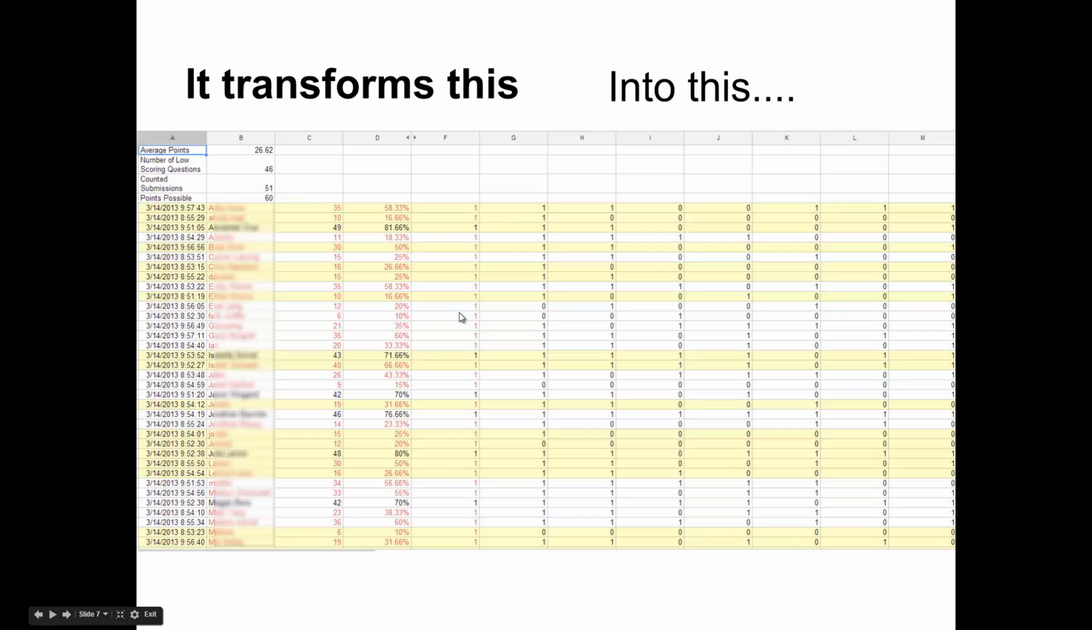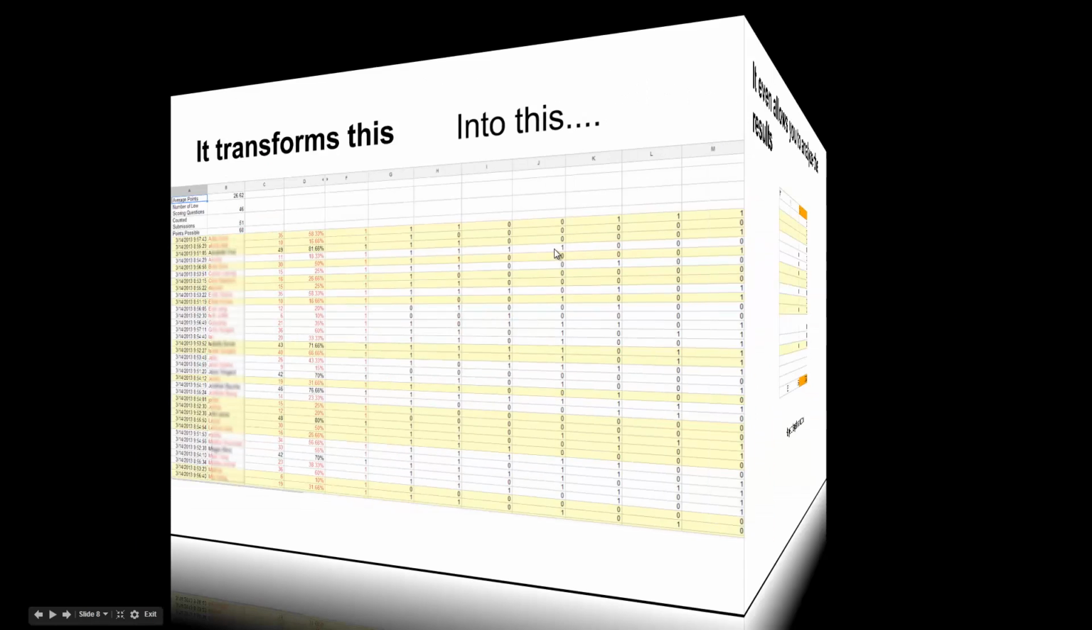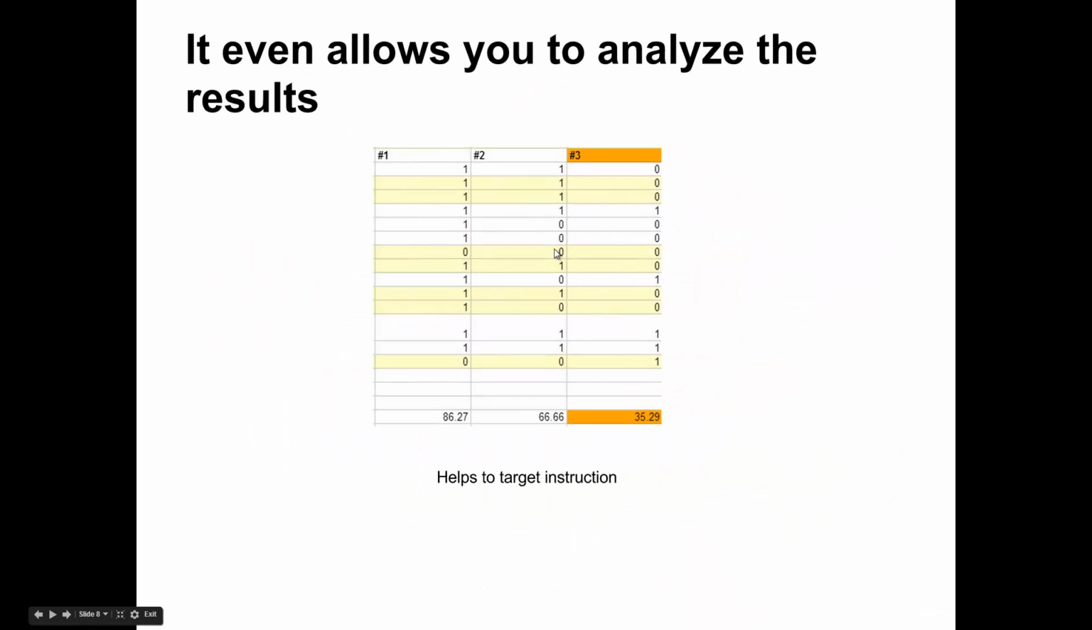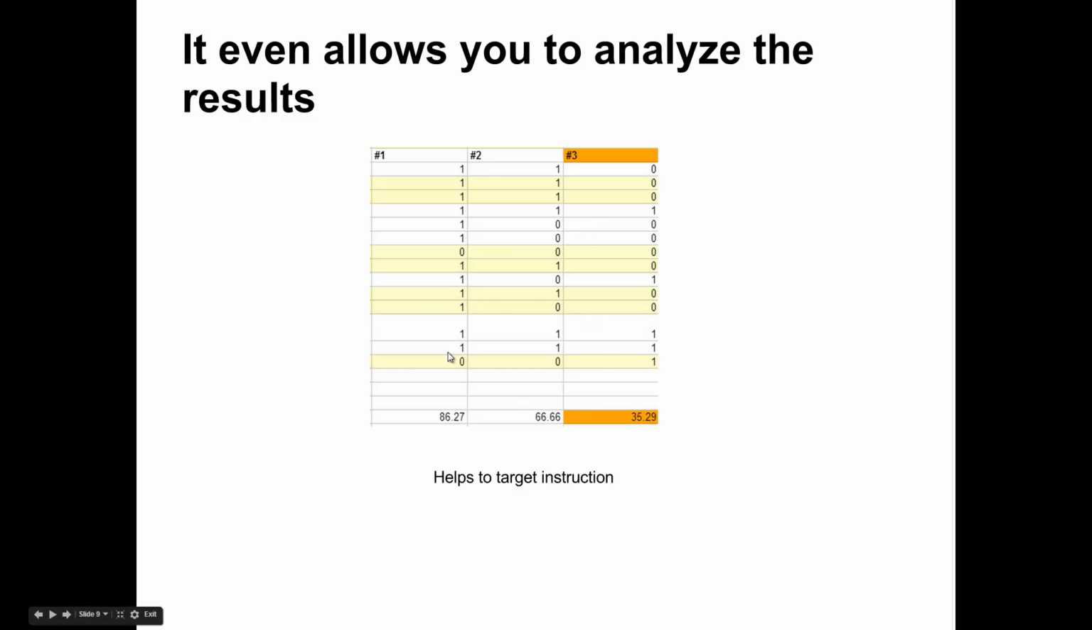And I could kind of go through the whole list and say, okay, nobody got this one wrong, so this is an easy one. But a lot of people got this one wrong. So maybe I want to focus my attention. In fact, it even highlights particular questions that 65% of the class or higher did not get correct. So it really helps you to target the instruction.